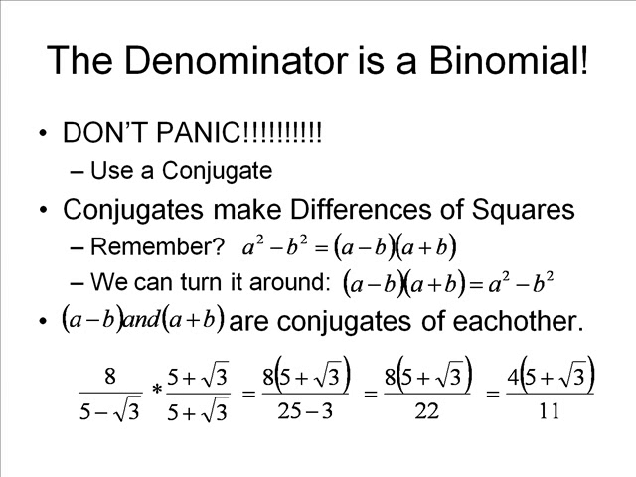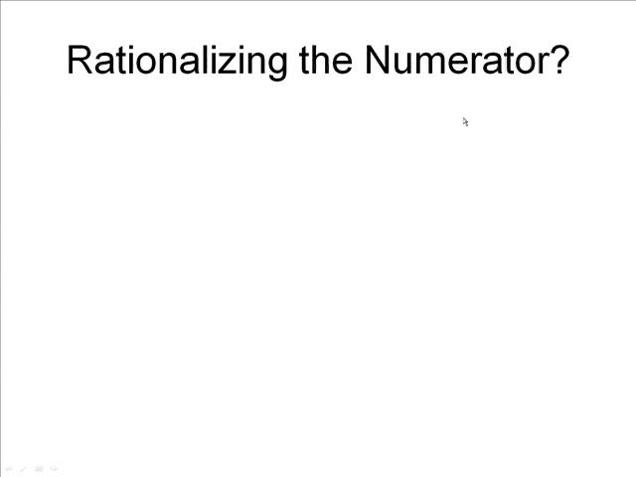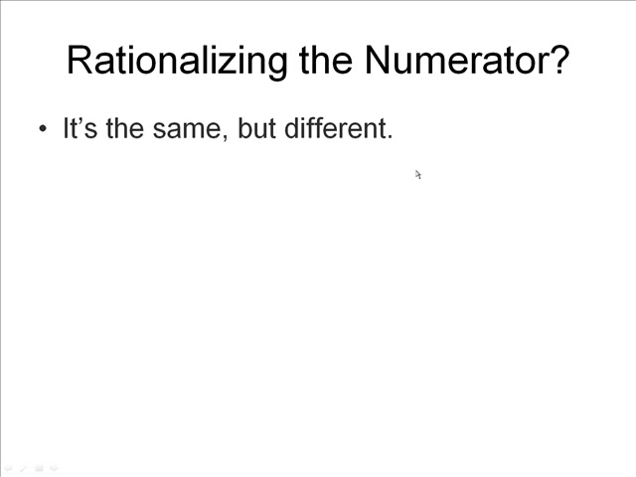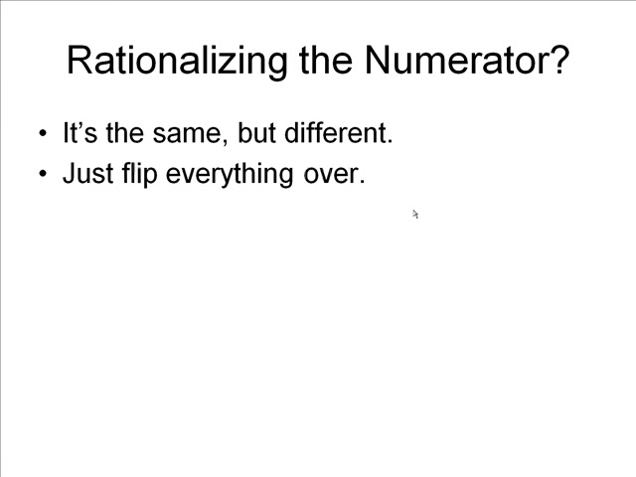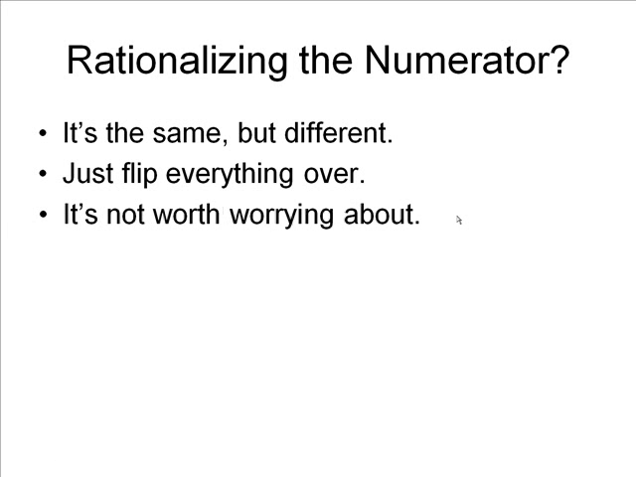This is not complicated or scary or difficult. Just follow the steps one at a time, and it will get you there. Sometimes you need to rationalize the numerator in textbooks. This is actually a rather rare occasion. It's the same exact process, same but different. All you do is, instead of doing things to the denominators, do them to the numerators. Whatever you did to a denominator, do it to a numerator. Just flip everything over. It's really not worth worrying about. Okay?